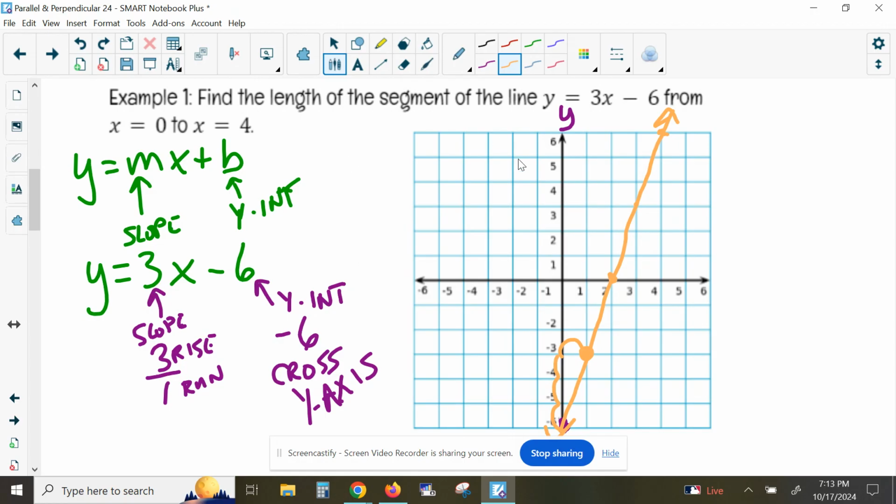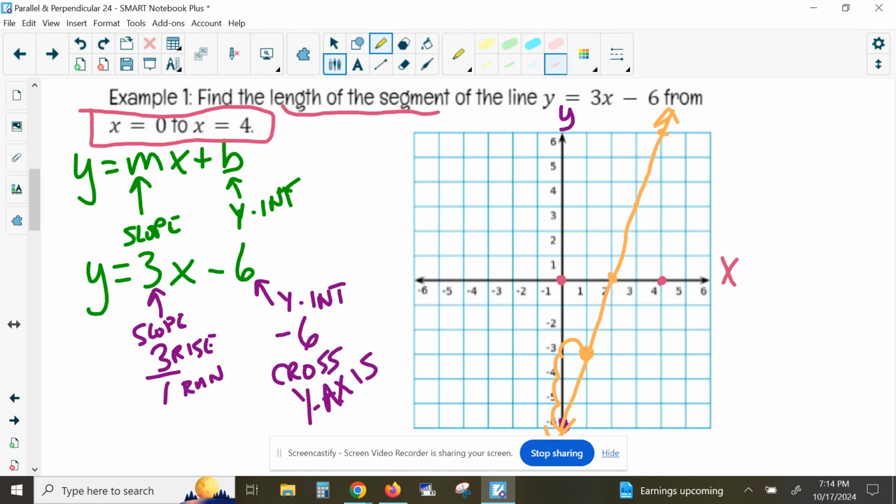Okay, so we want to find the length of the segment. Now this right now is not a segment. It's a line because it goes on forever in both directions. But we want the length of the segment only between where x equals 0 and x equals 4. So we need to go on our x-axis to 0, which is right here, and x equals 4 is right here. So we basically want to know the length of the line in between those two, basically a wall. So think about a wall right here and a wall right here. So we don't want this stuff out here or this stuff out here.